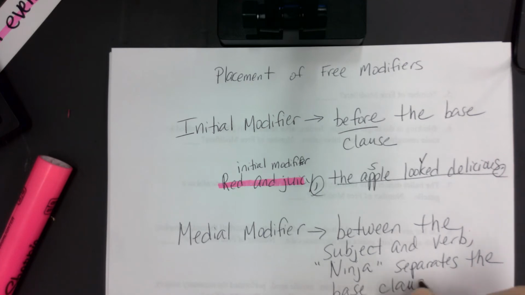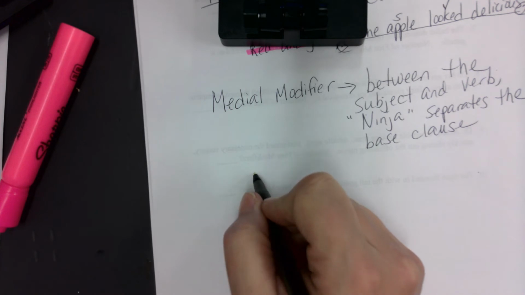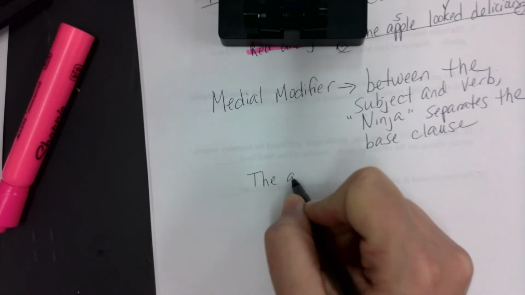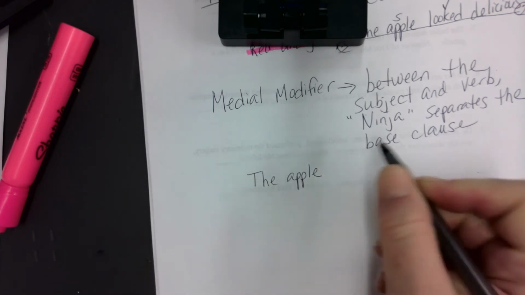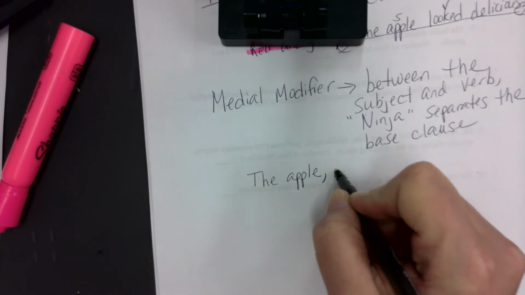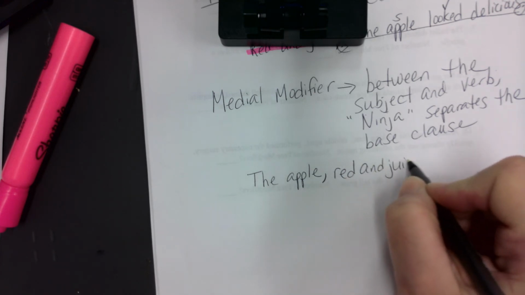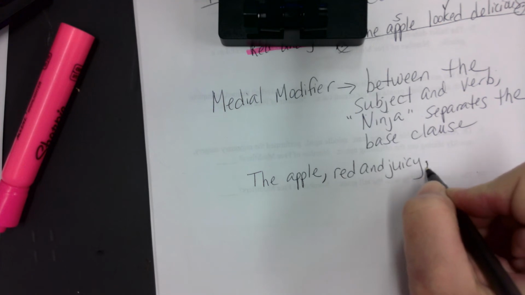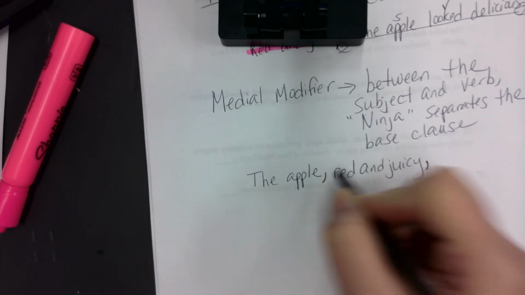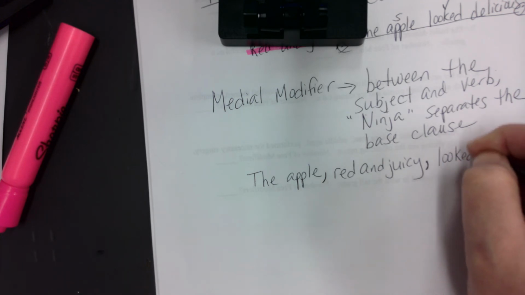All right, so let's use the same sort of little simple sentence about the apple. So now we're going to move that modifier. Remember, they're free, they can move. I'm going to start my sentence with the apple because that's our subject, and now I'm going to interrupt that base clause, slice it apart, and I'm going to add red and juicy, and then another comma, because free modifiers are set apart by punctuation, looked delicious.